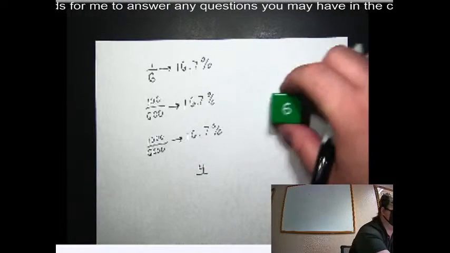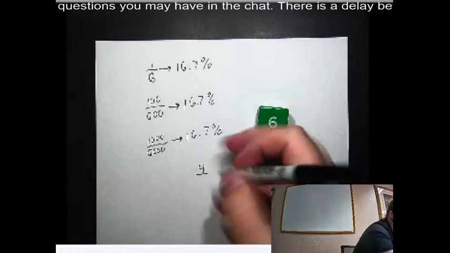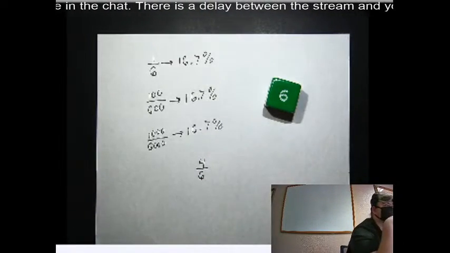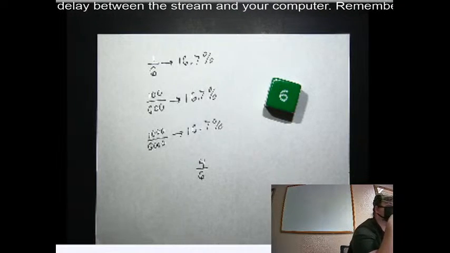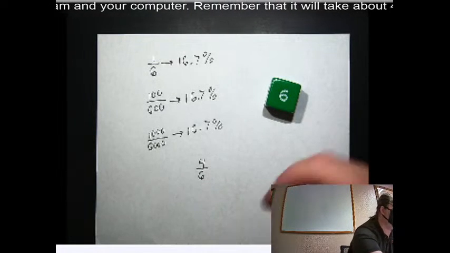And again, how many possible outcomes are on this die? 6 of them. There's 6 faces. So it's 4 in 6 chance. Now, really we ought to reduce that. This is a fraction. This can be reduced.